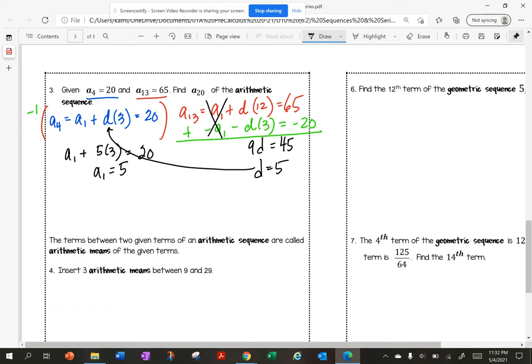So now I can find the 20th term. The 20th term is the first term, 5, plus the common difference of 5 times n minus 1. So that's 5 times 19. So my 20th term is 100. Okay, so I'm using systems of equations. I'm writing two equations, I have two variables, and I'm using the elimination method.